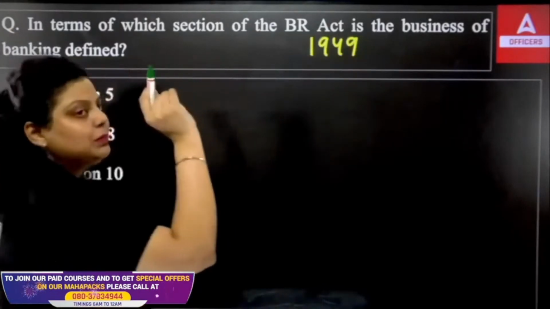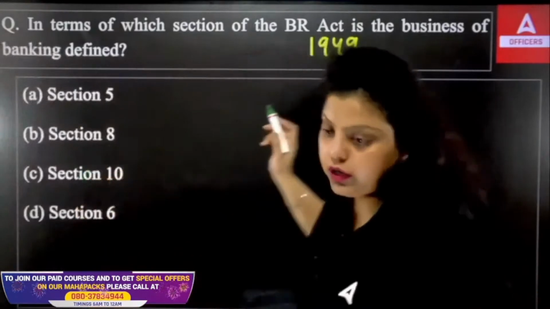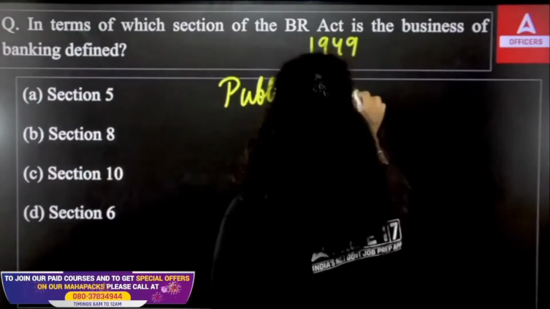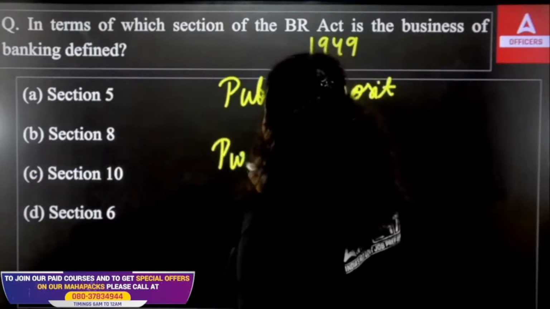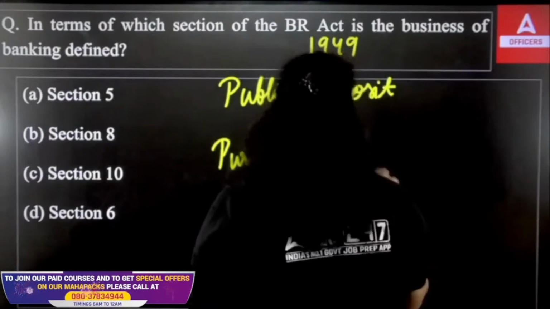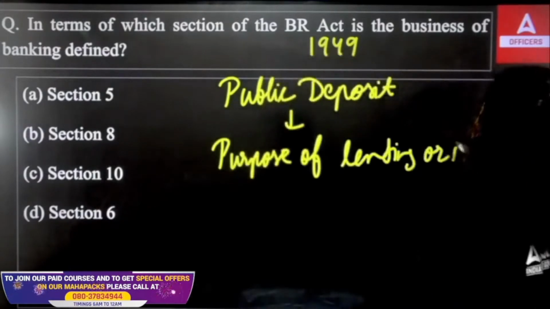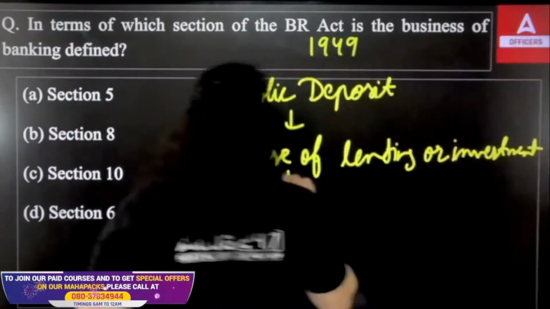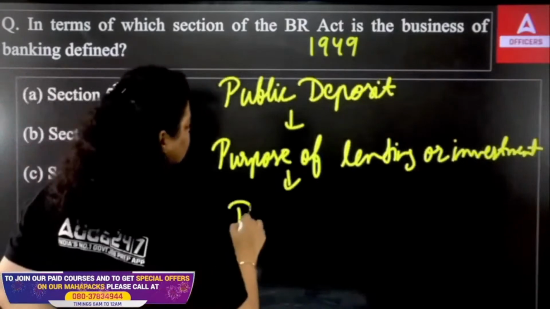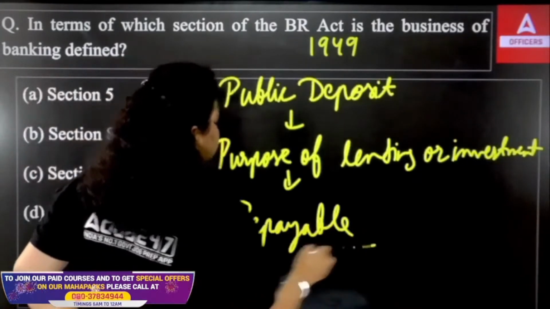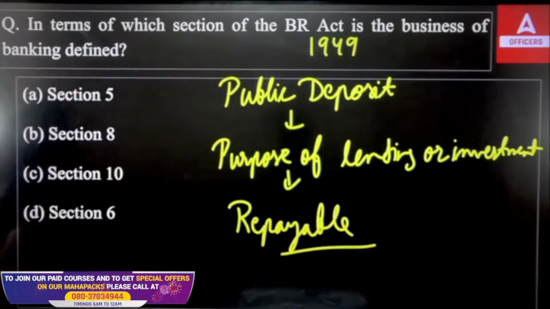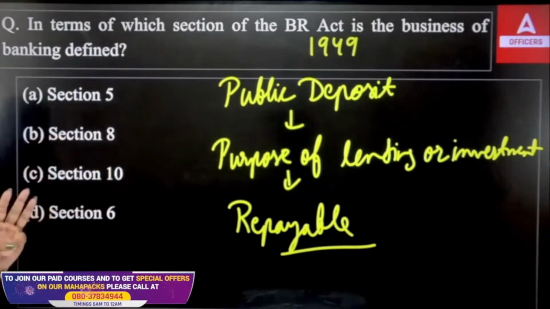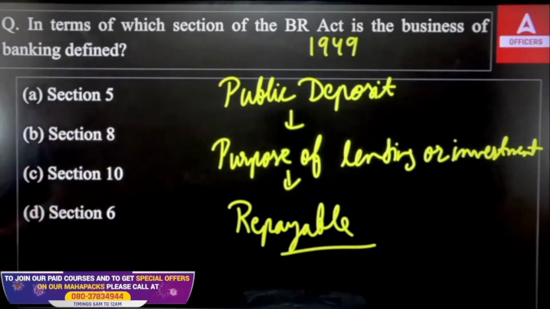Now, what is actually the business of banking? Let me know which of the following options is correct, and I will tell you what the business of banking is. Business of banking is accepting deposit from the public for the purpose of lending or investment, and it will be repayable on demand. That is known as your business of banking. So first is accepting deposit from the public for the purpose of lending or investment, and that will be repayable on the demand of the customer.